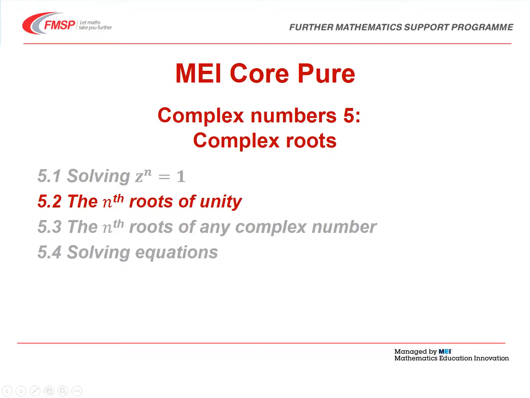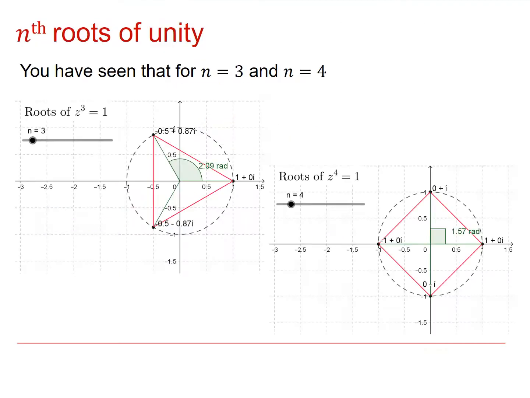This is a video for MEI Core Pure Mathematics, complex numbers 5, complex roots, 5.2, the nth roots of unity. You've seen that when n equals 3 and when n equals 4, the roots of z cubed equals 1 give you 3 roots spaced evenly around a circle, and when n equals 4, you get 4 roots spaced evenly around the same circle, radius 1.